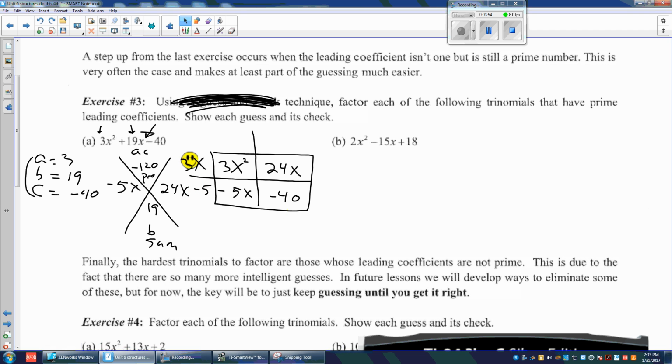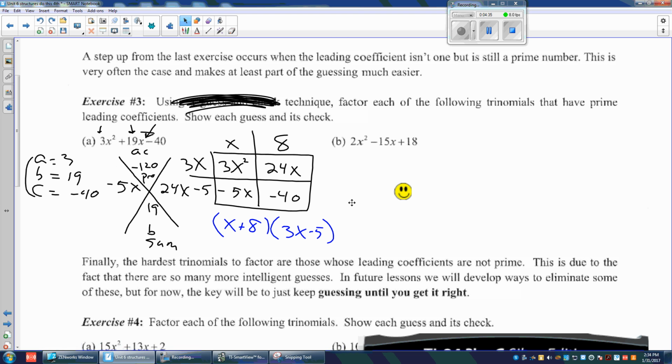Now we do some checking. Well, nothing to check yet. So 3x times what is 3x squared? X. 3x times what is 24x? 8. Now we do our checking. X times negative 5 is negative 5x. Checks. Negative 5 times 8 is negative 40. Checks. So now we can write down our answer: x plus 8 in parentheses, touching 3x minus 5. So there, we factored it.